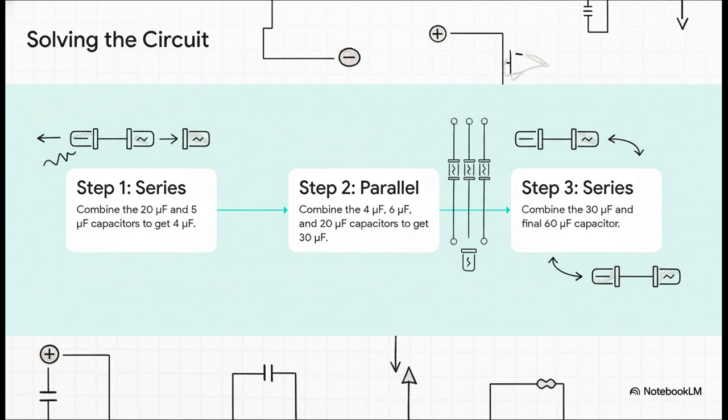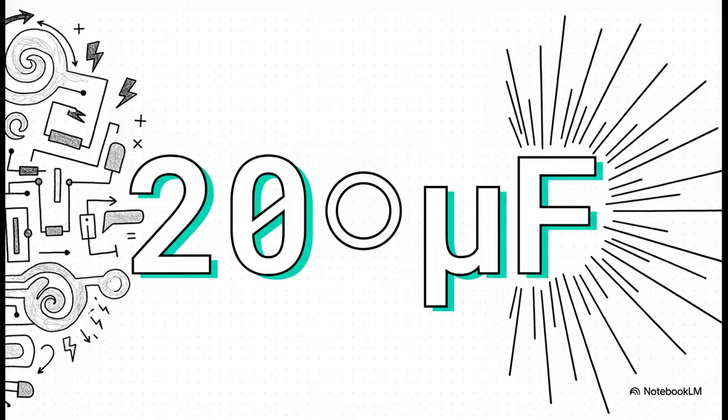Now look, that new 4 is in parallel with the 6 and the other 20. And for parallel, we just add them up. That gives us 30. We're almost there. Now we just have 2 left, our 30 and the 60. And they're in series. So one last calculation, and boom, 20 microfarads.